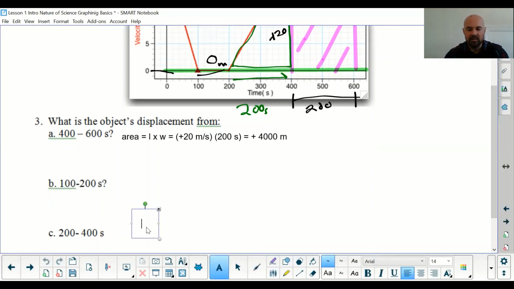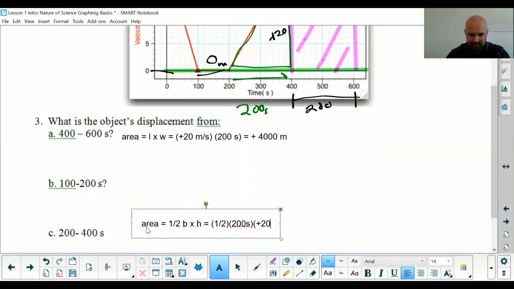The area of a triangle is equal to 1/2 the base times the height. So it's 1/2 times the base, which is 200 seconds, and then you multiply that by positive 20 meters per second. So this one turns out to be 2,000 meters, and it's positive.